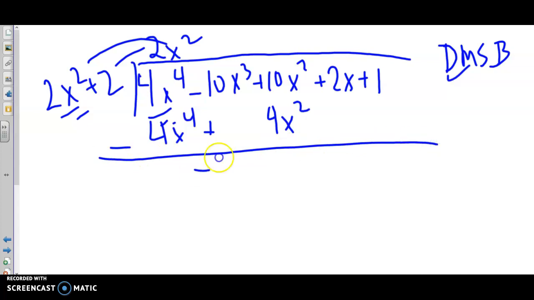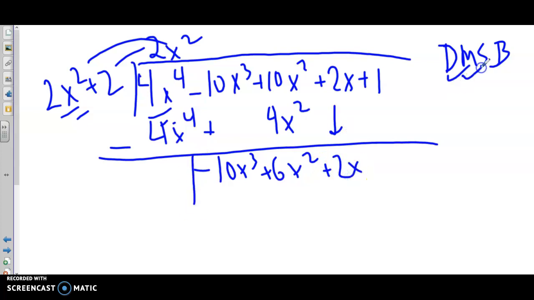We're going to get negative 10x to the third. And then, what's that, 4, right? So that'll be 6, plus 6x squared. We can bring down, we don't really need to bring that down yet, but we should, because it's B, plus 2x. And so we did M, we did S, we did B. So now we're back to division again. So we divide leading term 2x squared into negative 10x to the third. That goes in negative 5x times.